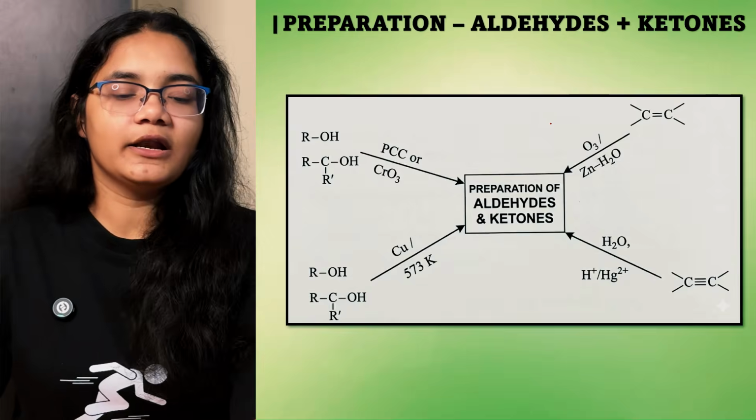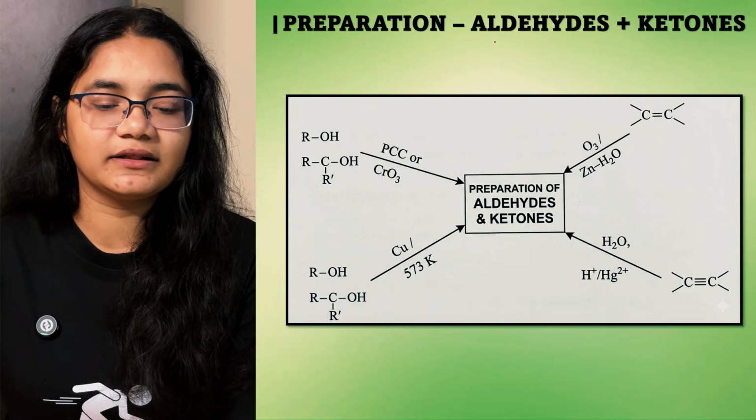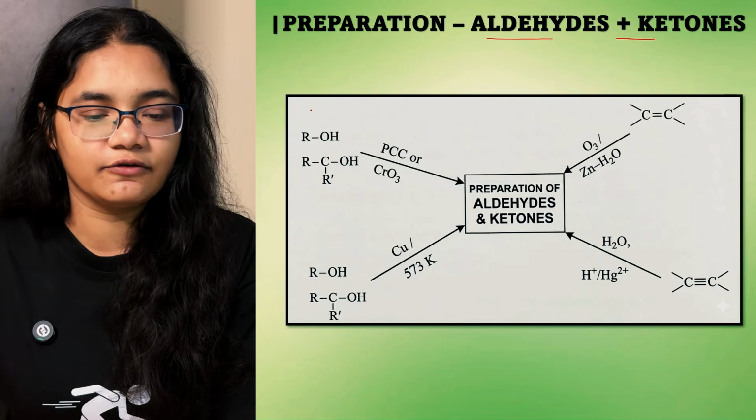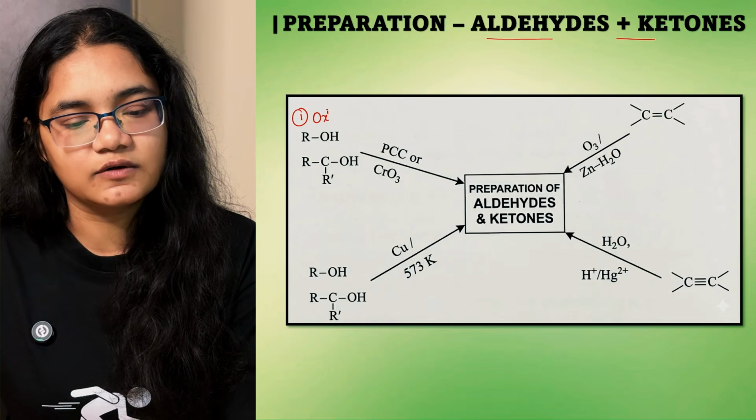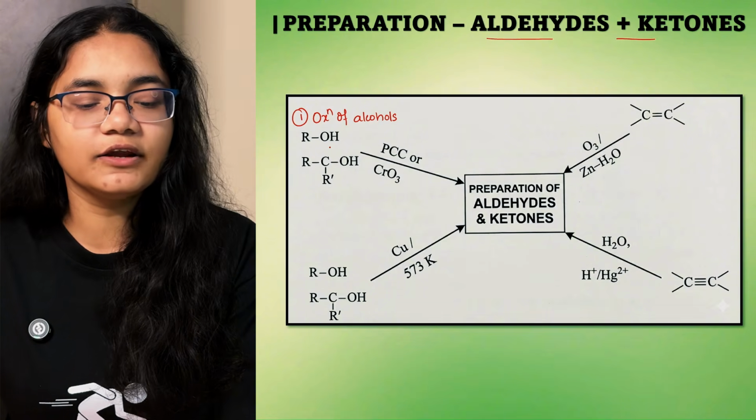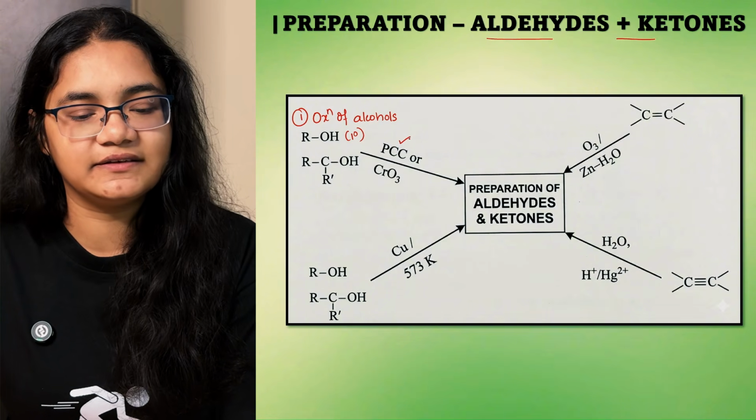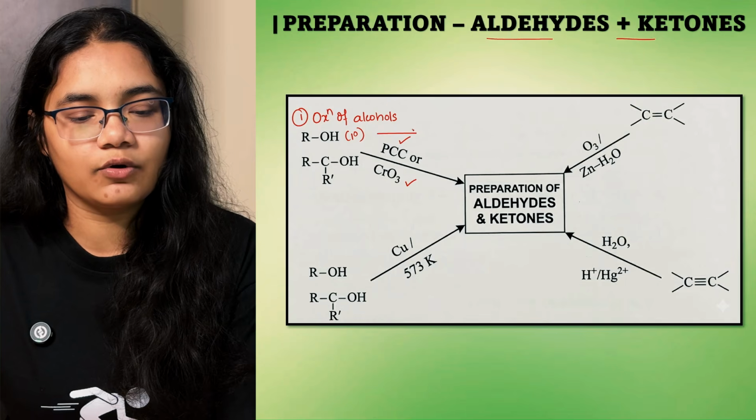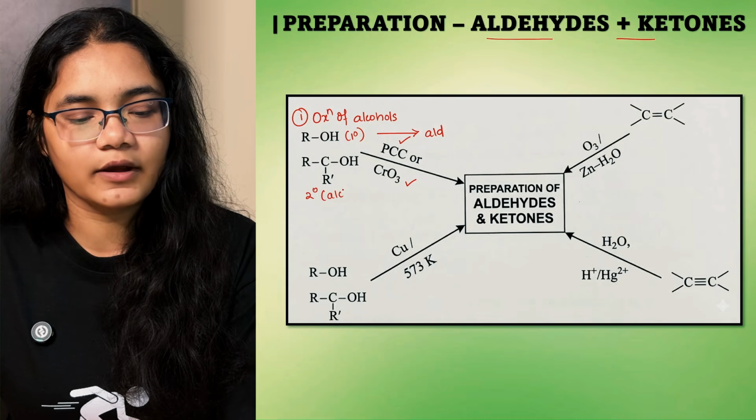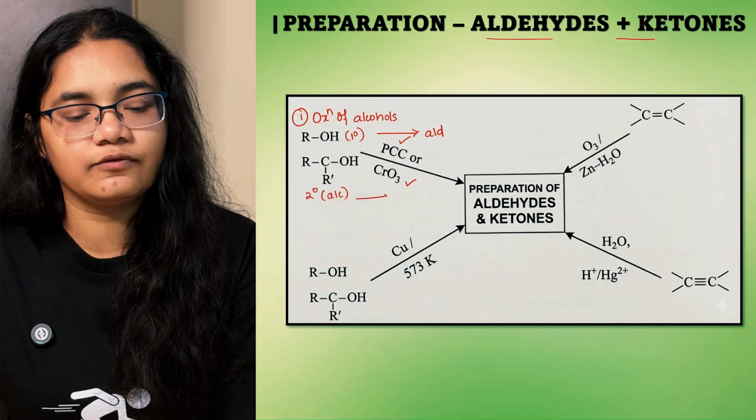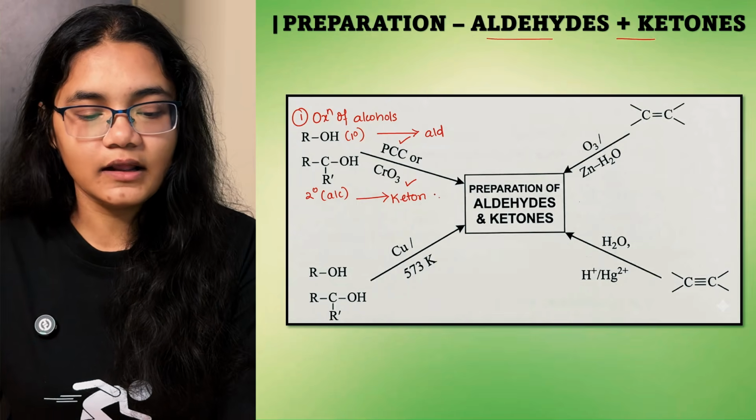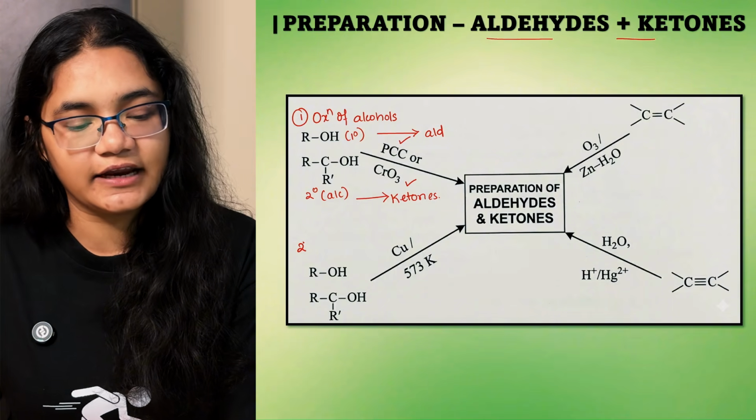Okay, now let's move to the methods by which we can prepare both aldehydes and ketones. Here the first method was oxidation of alcohols. Remember here that if you take any primary alcohol and treat it with PCC or CrO3, you will get aldehydes. And if you take any secondary alcohol and treat it with PCC or CrO3, you will get ketones. Clear? This is done. The second method is dehydration of alcohols.